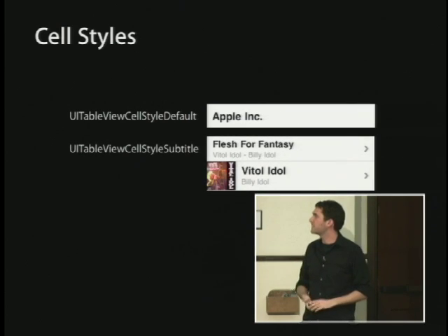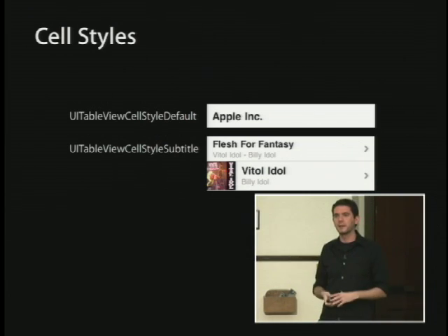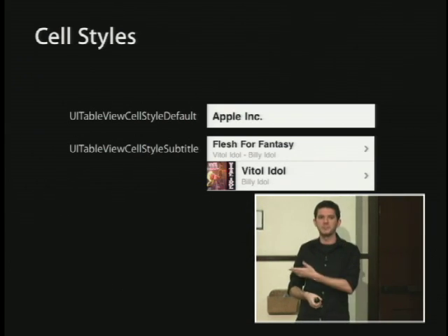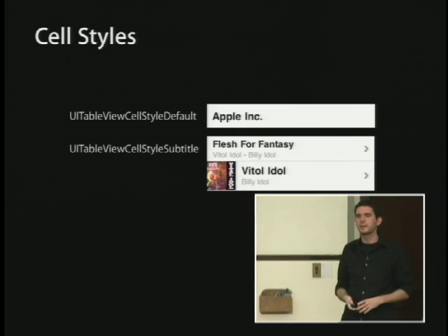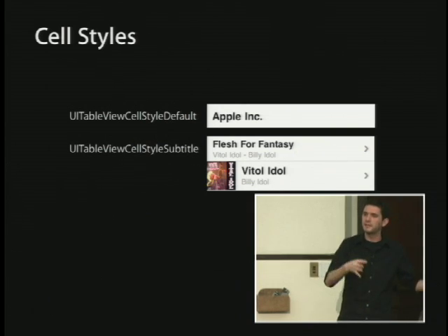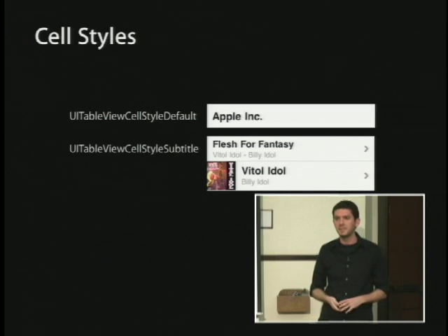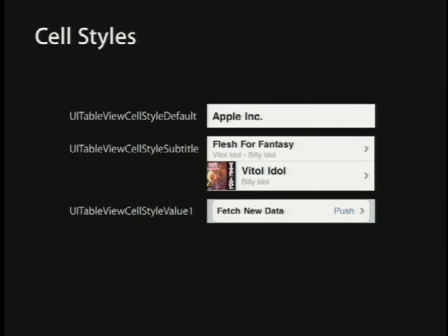There's also UITableViewCellStyleSubtitle, which will look like one of these two things, depending on whether you've provided an image or not. The difference between this and the default one is that it has room for a subtitle. So if you set a title and a subtitle, you'll get something that looks kind of like that. It handles setting the colors for you, so you'll look just like the default applications that are provided as part of iPhone OS. This is an example of what it looks like in the media player application, or the iPod application.